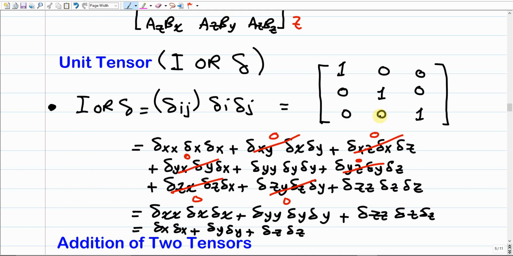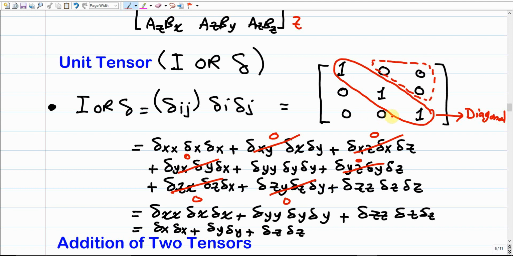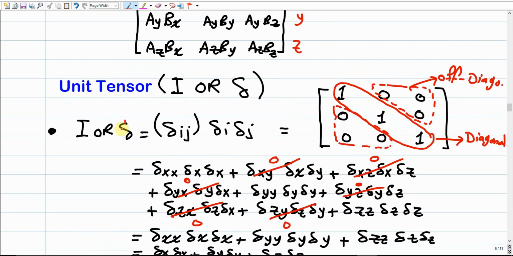This was explained for the unity tensor. These components over the diagonal are commonly known as the diagonal components. These are the diagonal, right? And the other components, which are these ones and these ones, should be zeros, right? These are the off diagonal components. Okay, so this is for the unit tensor.